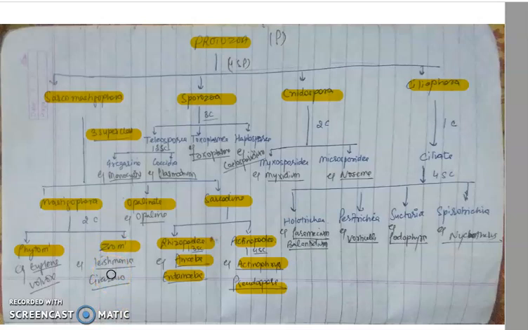Reserve food material is glycogen. They may have 1 to many flagella. Okay, Opalinata, the organisms belonging to this superclass Opalinata are mostly commensals or parasites in the gut of anurans, that means amphibians, and their body is covered by oblique rows of cilia, and they undergo asexual reproduction by binary fission or syngamy.